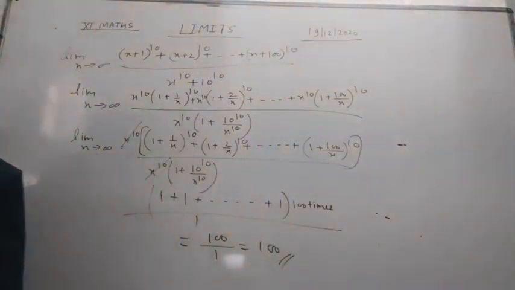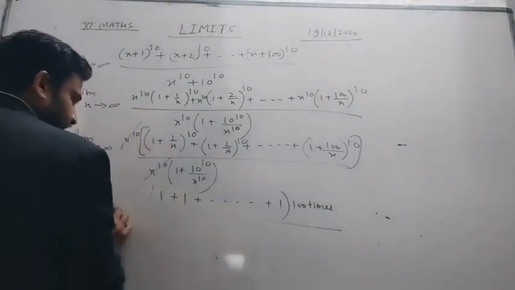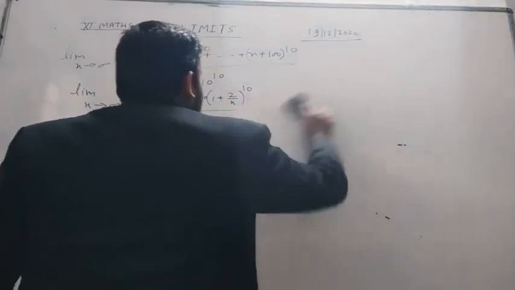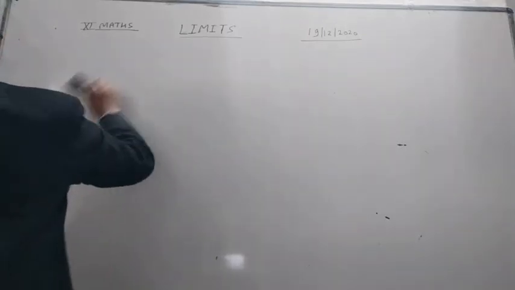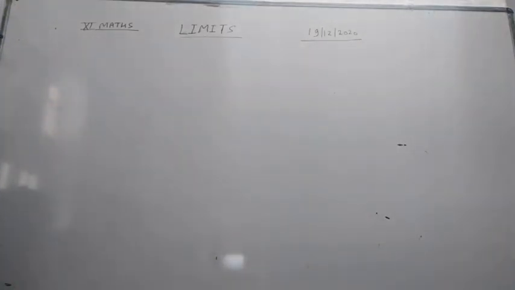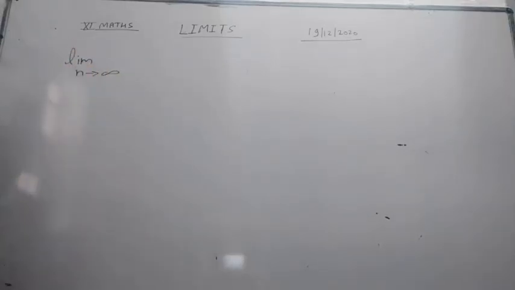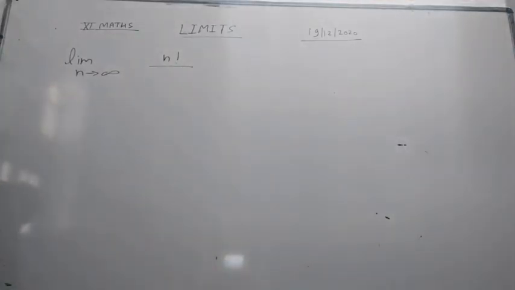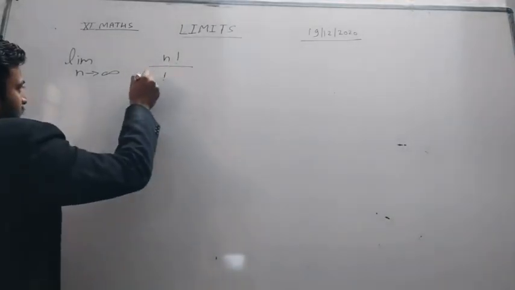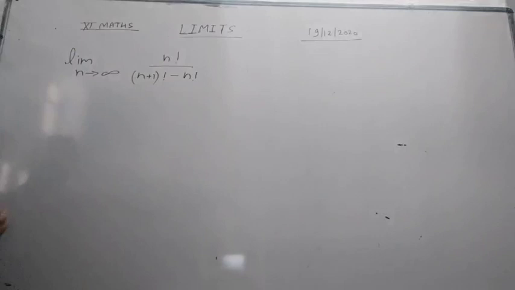Okay, now we move to the next question. Our next question is limit n tends to infinity of factorial n divided by factorial n plus 1 minus factorial n. Okay, student, so this is our question.